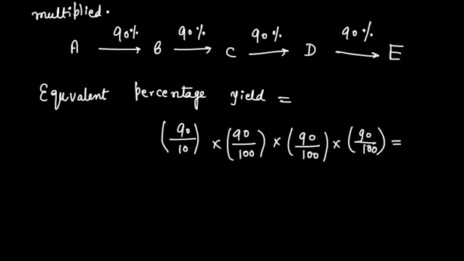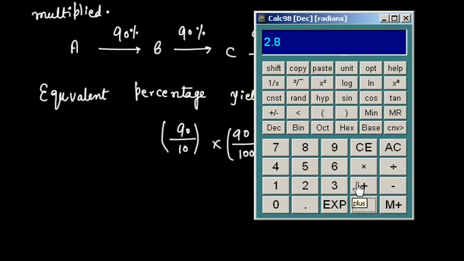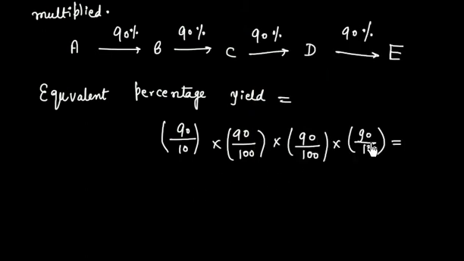So we can calculate this value. 0.9 into 0.9 into 0.9 into 0.9, and one more time into 0.9. So this is 0.59. Multiplied by 100 also we have to do, because if I find percentage yield, I have to multiply by 100. So this is 59%. One important point: even though all reactions have very good percentage yield, 90%, 90%, 90%, 90%, the overall percentage yield is only 59%. So you see, it reduces a lot.